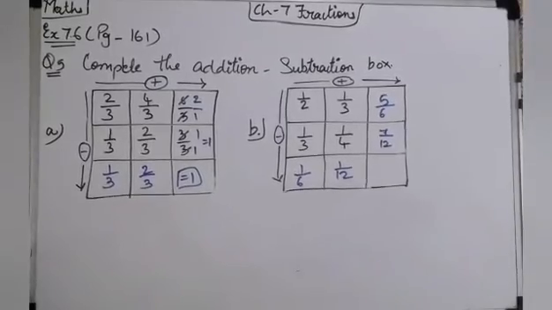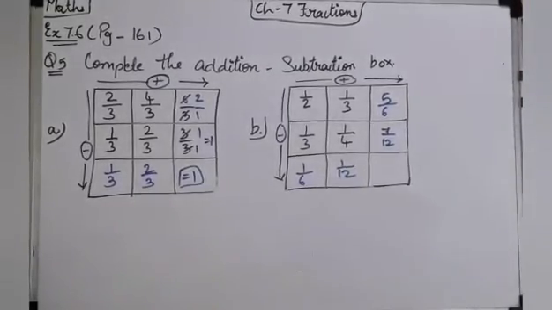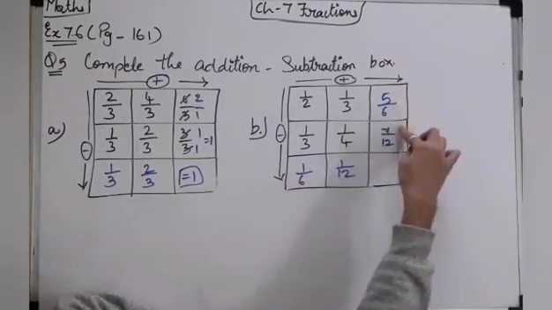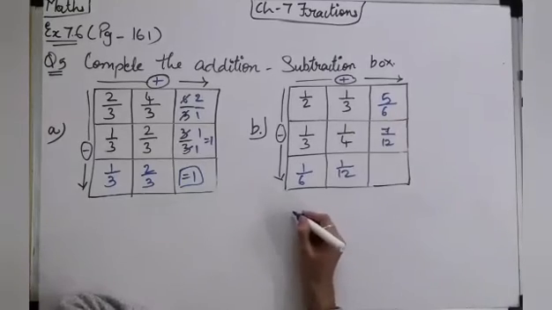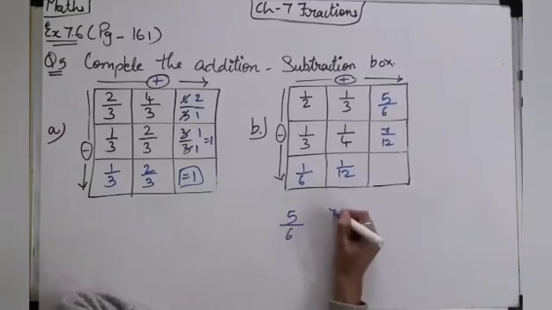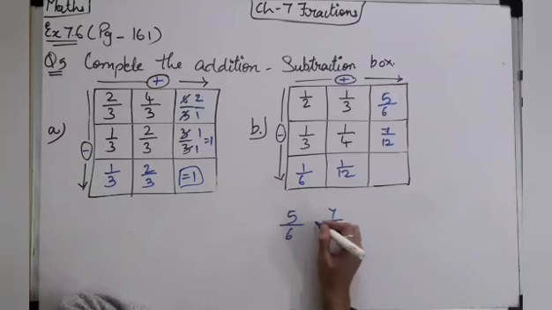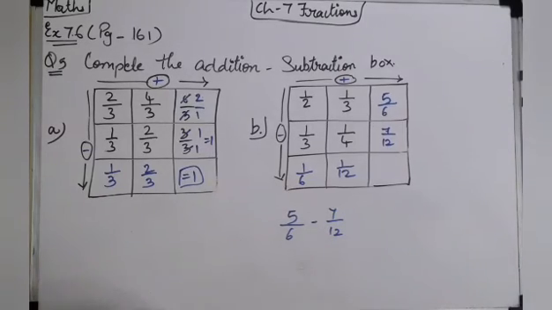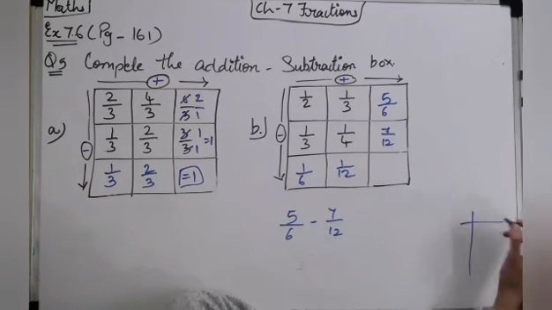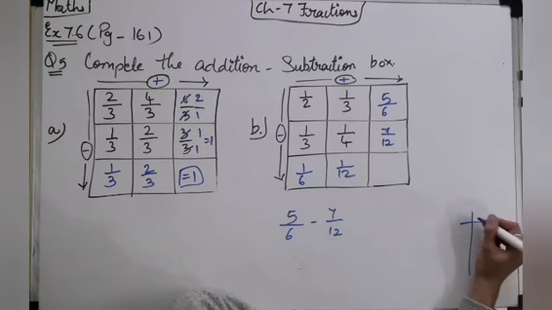Again in B, the same situation arises. One box is empty. So here also we will do the same, that we can take it out by both methods or by one method also, because the answer will come the same only. So we will do the subtraction 5 upon 6 and 7 upon 12. Subtraction will come. 6 and 12 denominators are different, means we have to convert into like fractions. For that we have to take out the LCM.